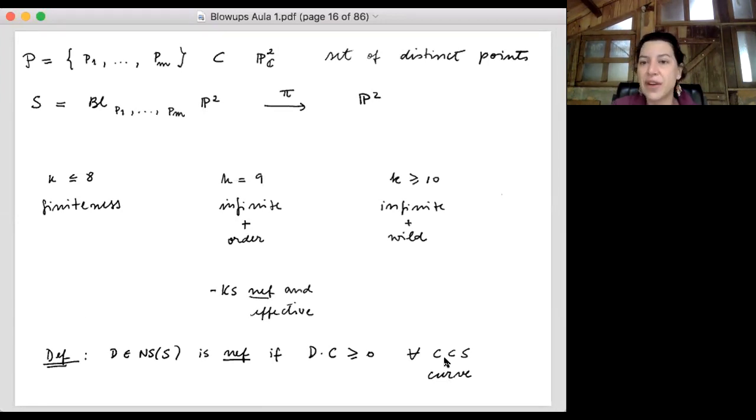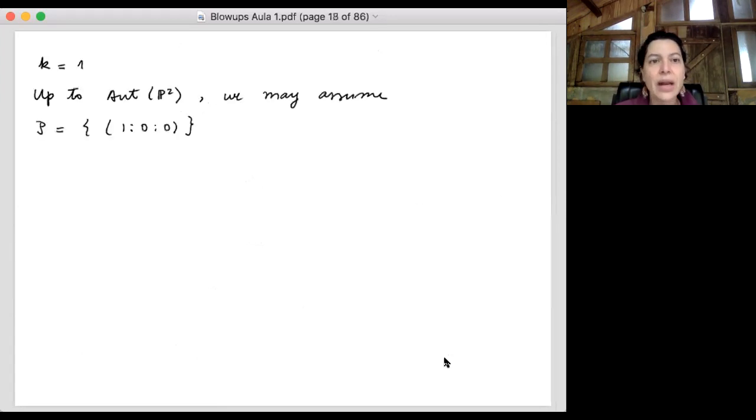So we can always find a cubic curve that passes through the 9 points. And then in the third case, when you have more than 9 points, the anti-canonical class is no longer nef, and that also changes the behavior of the surface. Okay, so now let's look at some concrete examples.